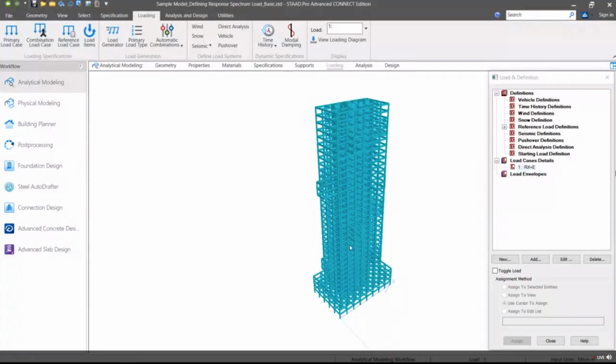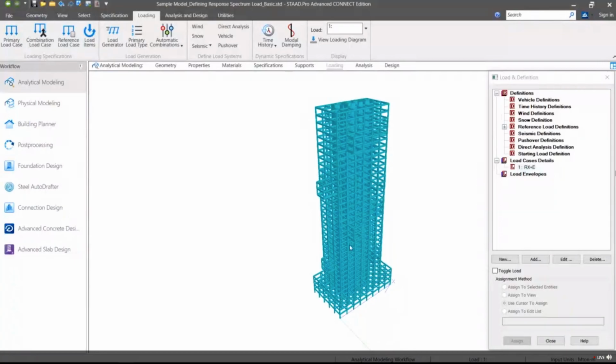There are a few things which we should check if we want to perform dynamic analysis for any model. First one is the mass participation factor. Code suggests that the overall mass participation in each direction should be at least 90%. If not, then we should consider higher modes till at least 90% mass is considered in the analysis.